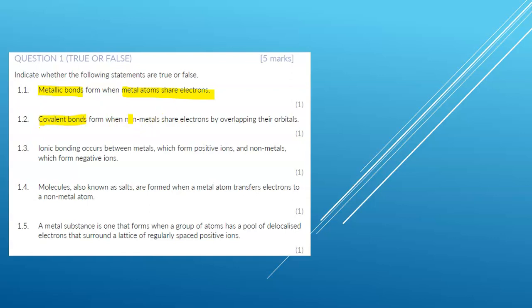Covalent bonds form when non-metals share electrons by overlapping their orbitals. That sounds familiar. Ionic bonding occurs between metals, which form positive ions, and non-metals, which form negative ions. Okay, so we can just maybe double check that these positive and negative ions fit together. Molecules, also known as salts, are formed when a metal atom transfers electrons to a non-metal. So we have a metal that transfers electrons to a non-metal.